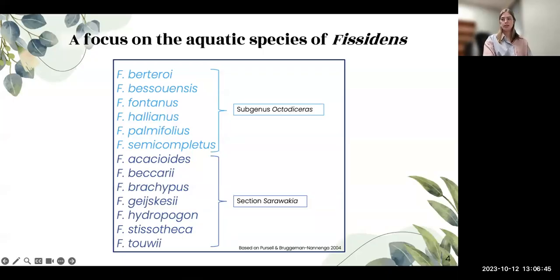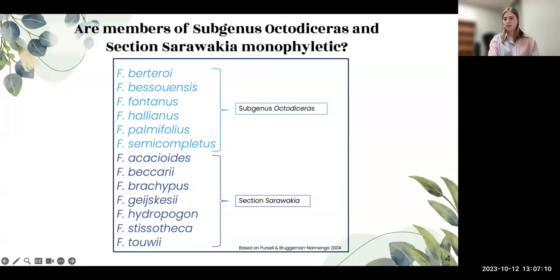So these aquatic species, again, have these morphological reductions, making it really difficult to tell them apart. The difference, for example, between Fissidens fontanus and Fissidens hallianus is just a couple of cells from the costa, which is like the midrib of the leaf, to the apex of the leaf. So very, very small differences. So these two, again, are the two groups that all of the species within them are fully aquatic.